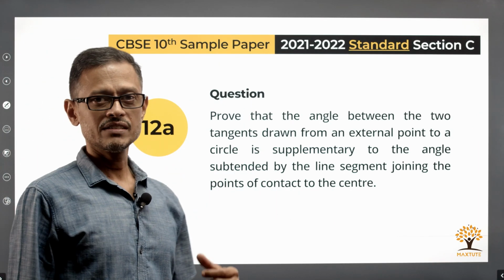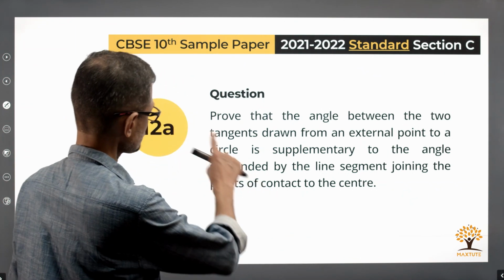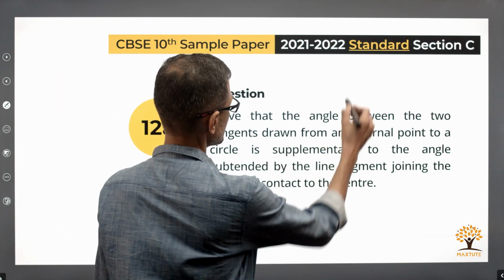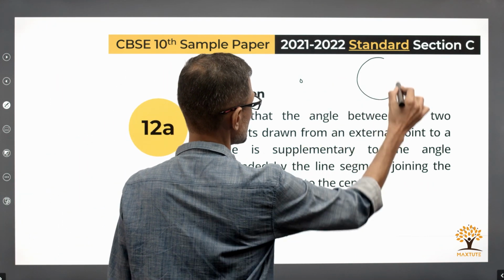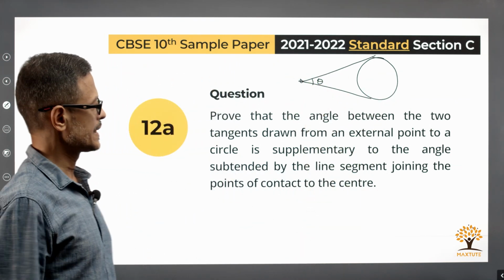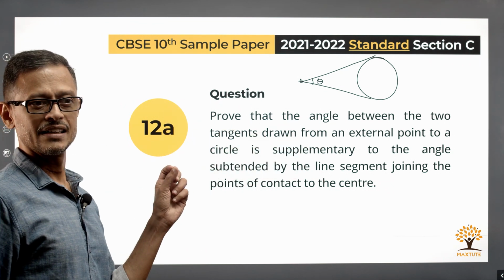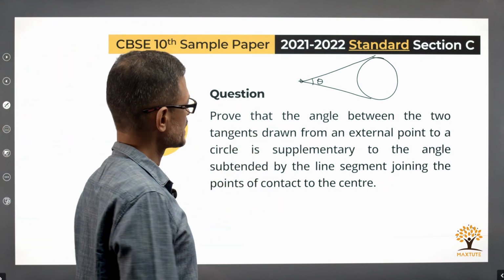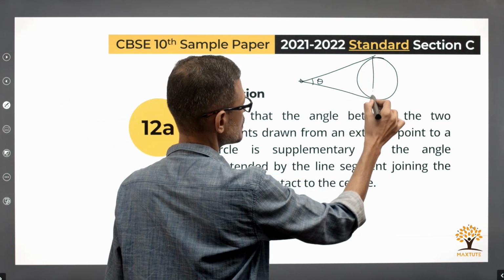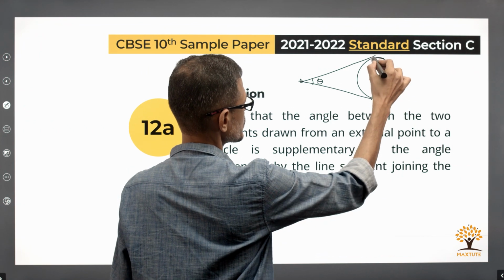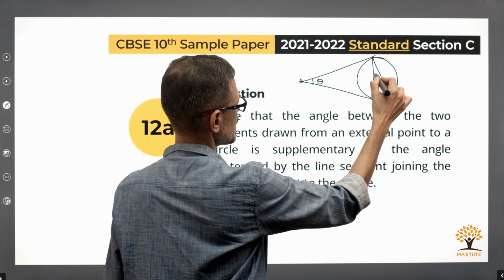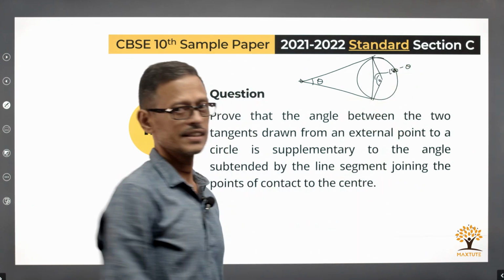Move on to the section C question. We are looking at the first internal choice of it. Prove that the angle between the two tangents drawn from an external point, right? From an external point, we are drawing two tangents to a circle. The angle between these two tangents, we'll call it theta, is supplementary to the angle subtended by the line segment joining the points of contact to the center. These are the points of contact. This is the center. So the angle made by this line with the center is equal to 180 minus theta is what we need to prove.